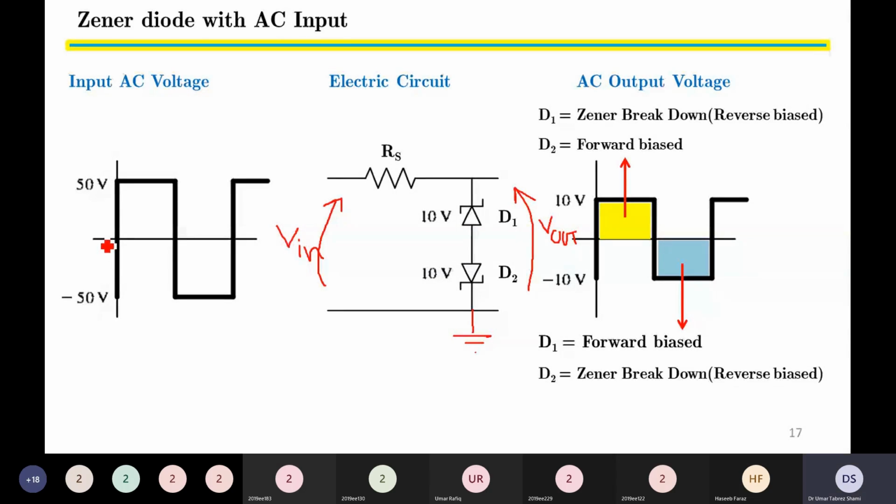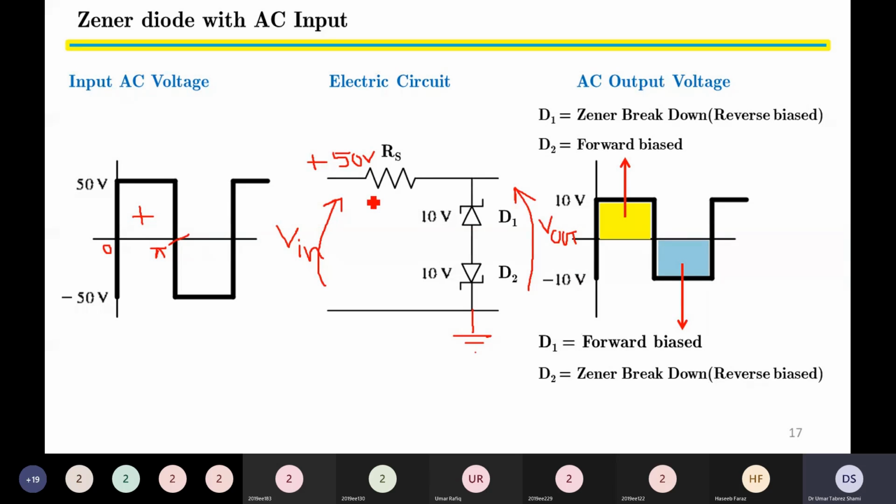Now let us start the analysis. First of all, what will happen from 0 to pi? This is pi over here. What will happen from 0 to pi? From 0 to pi, we have the positive half, and the amplitude of the input voltage is positive 50 volt. Now when we give positive 50 volts to the input of Rs, what will happen?